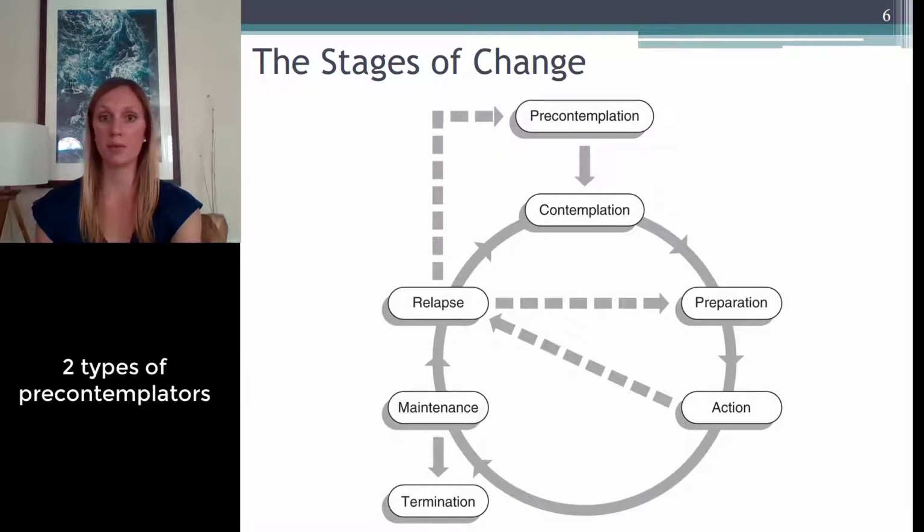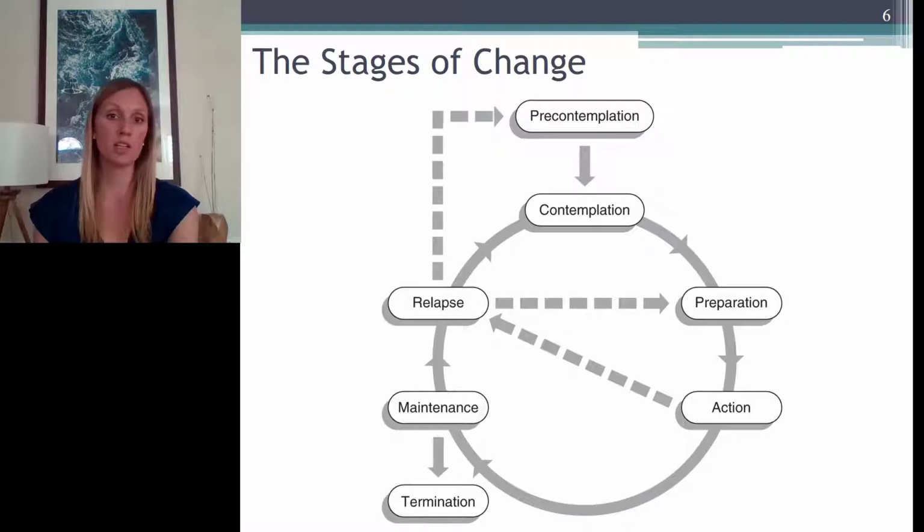Now, pre-contemplation could include 2 different types of people. It can include people who have no idea that they need to make a change. They're doing something that could affect their health, and they have no idea that they need to stop. An example of this could be somebody who has no idea that they're eating too much sugar and putting themselves at risk for diabetes. The other type of person that's in the pre-contemplation stage is somebody that knows full well that what they're doing is unhealthy, but they have no intention of changing ever, at least not in the near future. So these could be people who've maybe repeatedly tried to change in the past and failed, and now they've lost all hope or given up and are not going to try to change again.